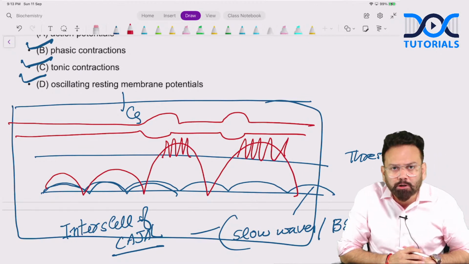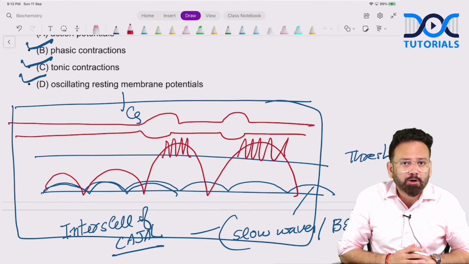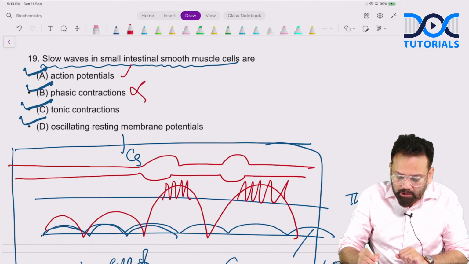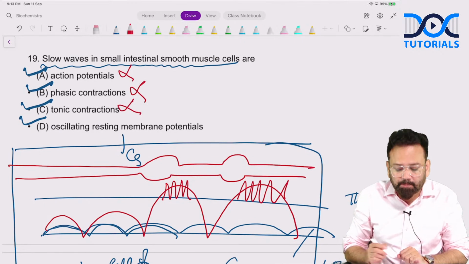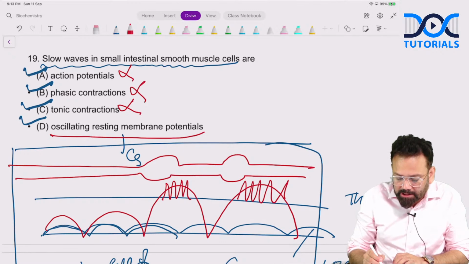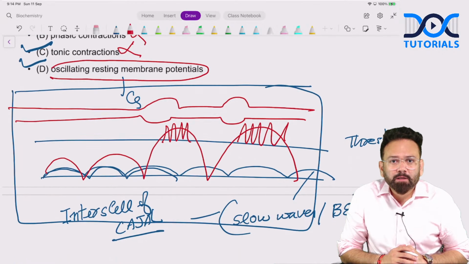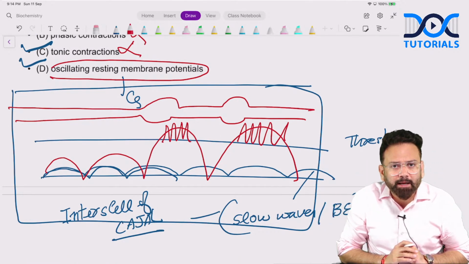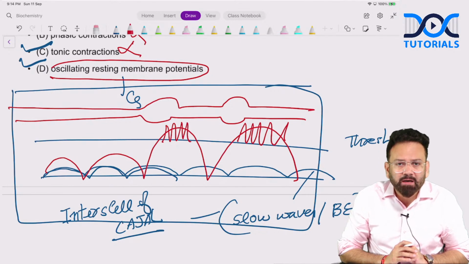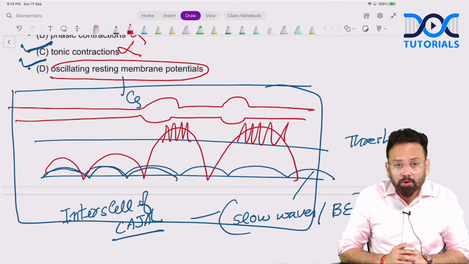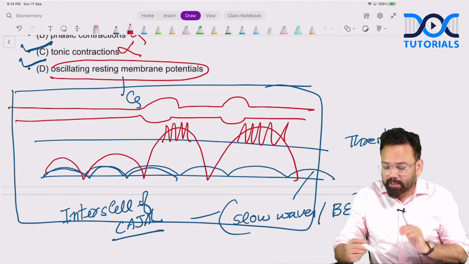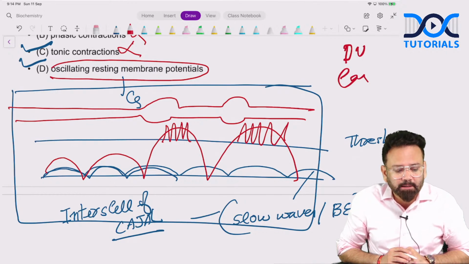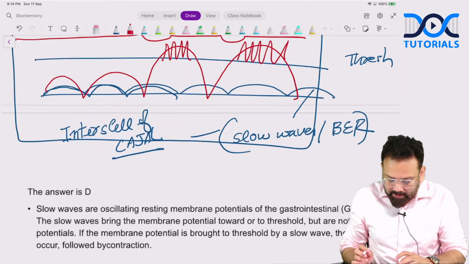Slow waves cannot generate peristalsis because slow waves are not phasic contraction, they are not action potential, they are not tonic contraction, they are oscillating resting membrane potential. They are fluctuating resting membrane potential generated by interstitial cell of Kahal or Kajal, whatever you say. So, this is called slow waves. They are maximum in the duodenum and minimum in the cecum.